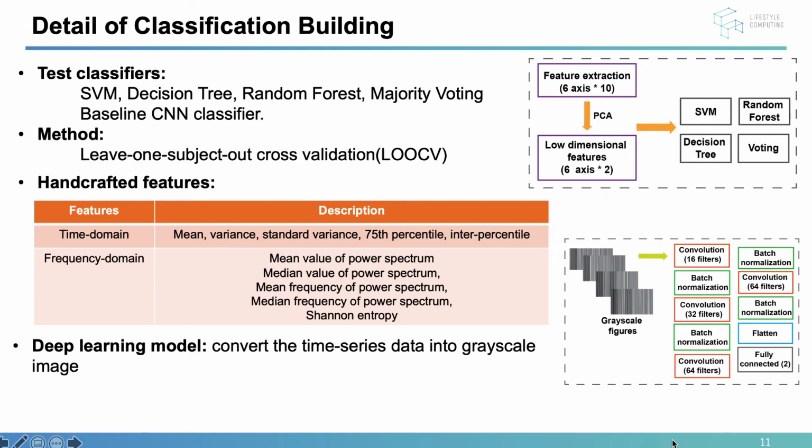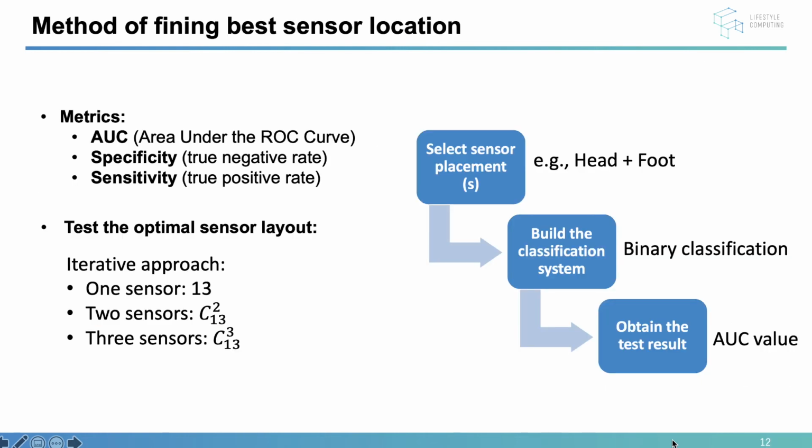The acceleration and angular velocity data were converted into grayscale figures and input into a CNN model. The evaluation method selected was leave-one-subject-out cross-validation. To find the best sensor location, the metric was the AUC value, which is an essential evaluation for the screening system. And to figure out the optimal sensor layout, we used an iterative approach to test the sensor location combinations from 1 to 3 sensors.